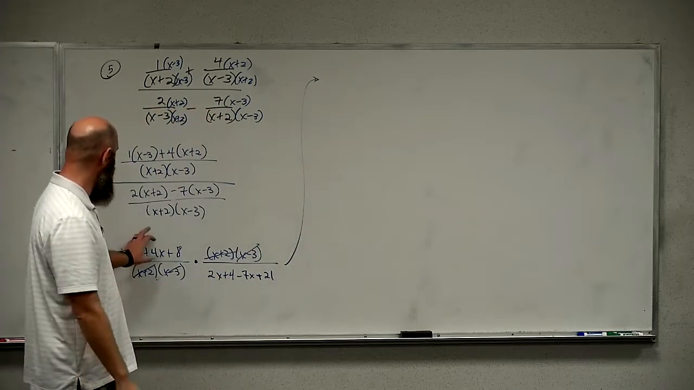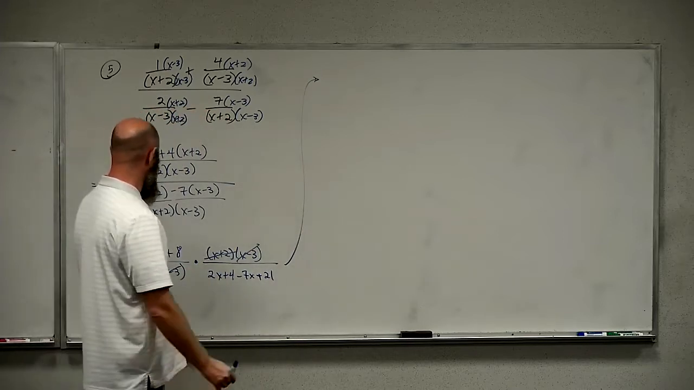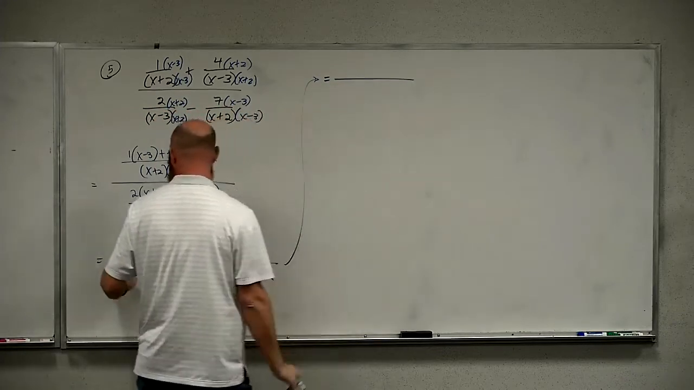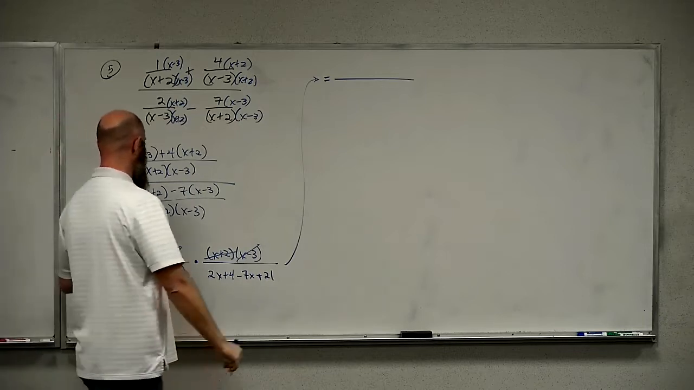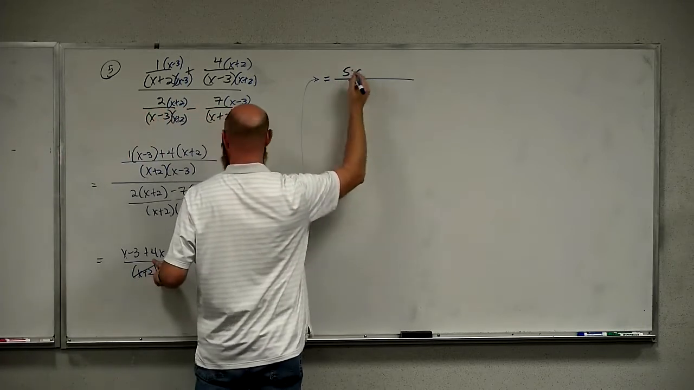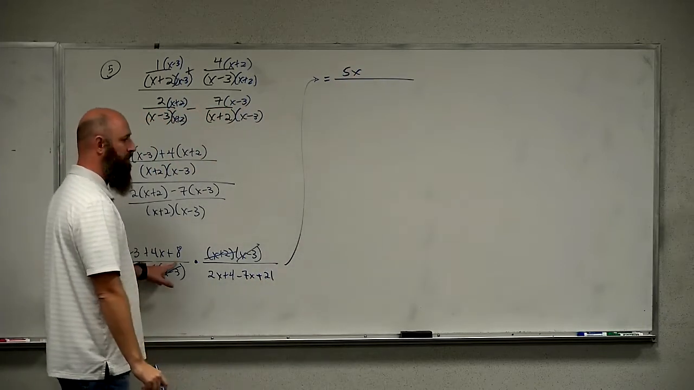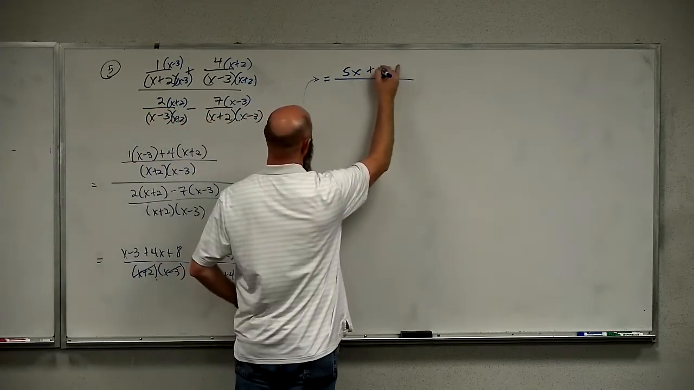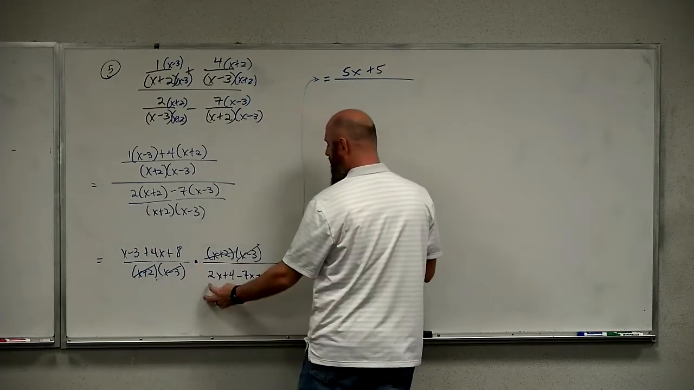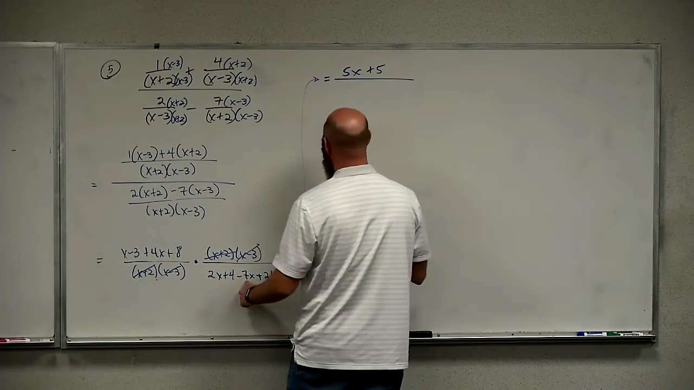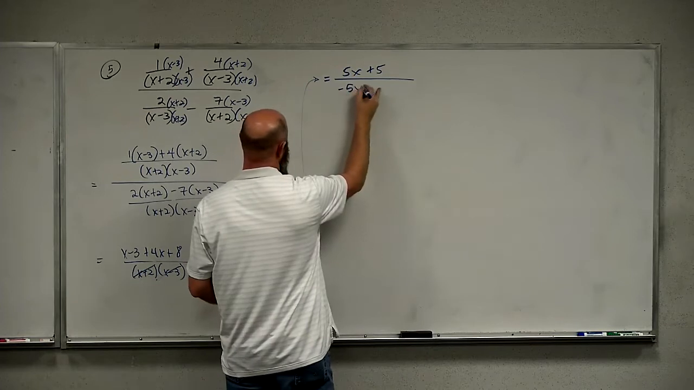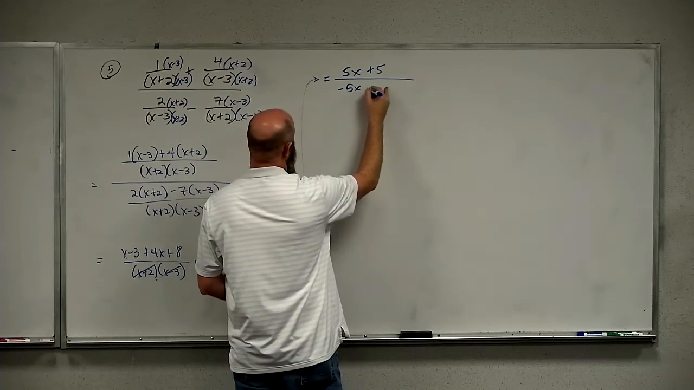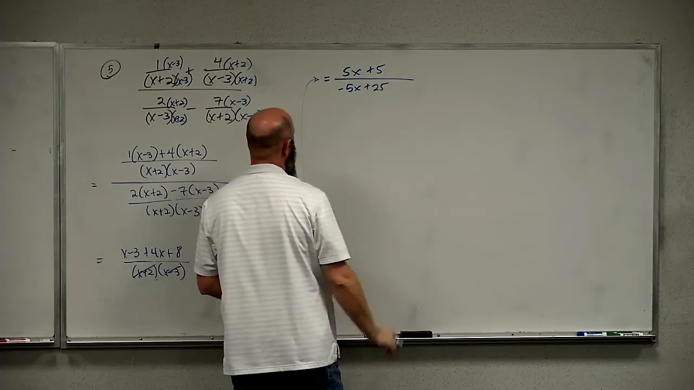All right, so let's combine like terms on top and bottom and create one fraction. So we have x plus 4x is 5x. Negative 3 plus 8 gives me a positive 5. And here on the bottom, 2x minus 7x is a negative 5x. 4 plus 21 is positive 25.